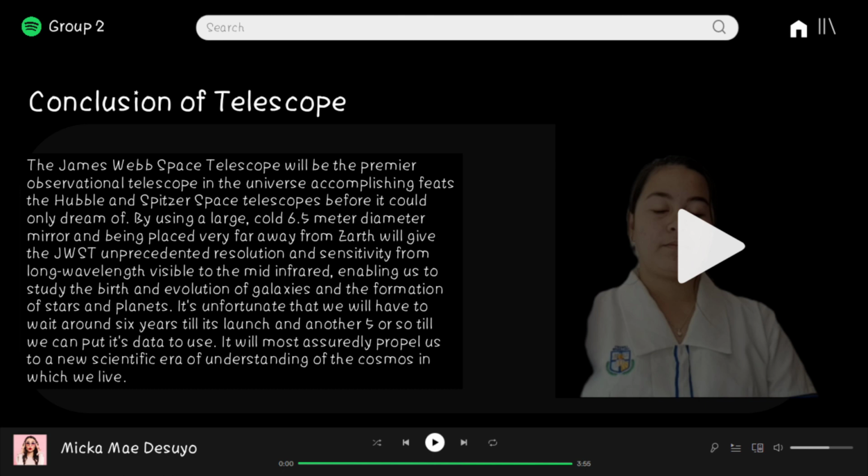It's unfortunate that we will have to wait around 6 years till its launch and another 5 or so till we can put its data to use. It will most assuredly be the start of a new scientific era of understanding of the cosmos in which we live.